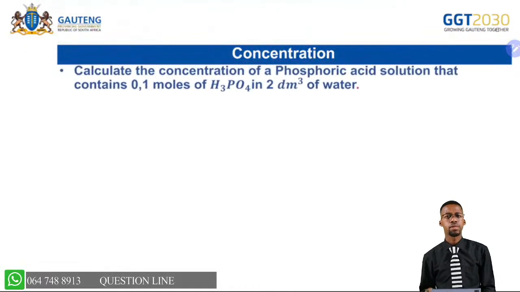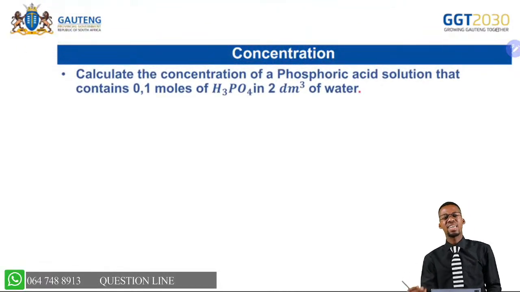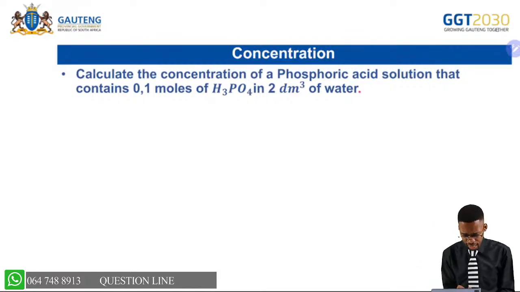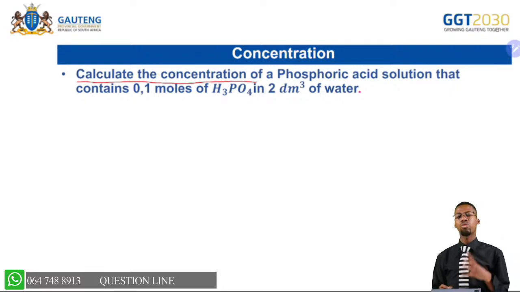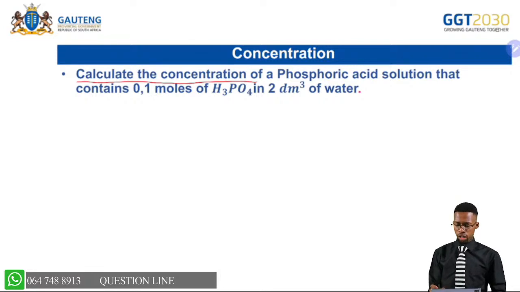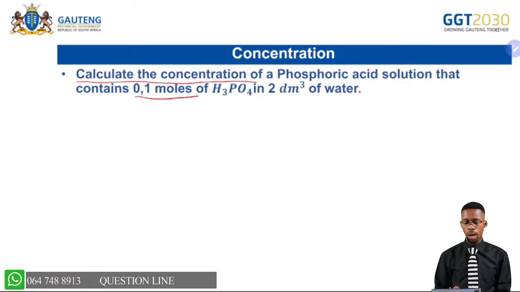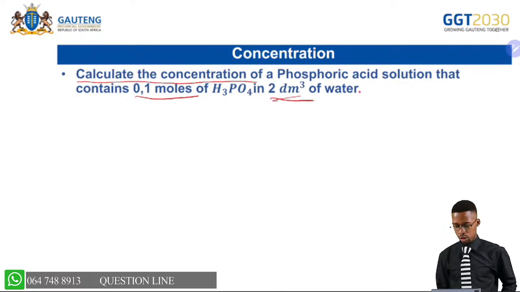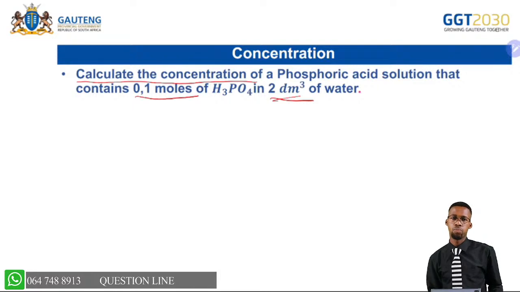Let's move on. Let's look at this now. Now we calculate concentration. Let's look at the question. It says calculate the concentration. That is what the question wants. It wants us to determine the value of concentration in mole per decimeter cube of phosphoric acid solution that contains 0.1 mole. So you see, this is what we are given. We are given the number of moles of phosphoric acid. And also we are given the volume, which is 2 decimeter cube of water.